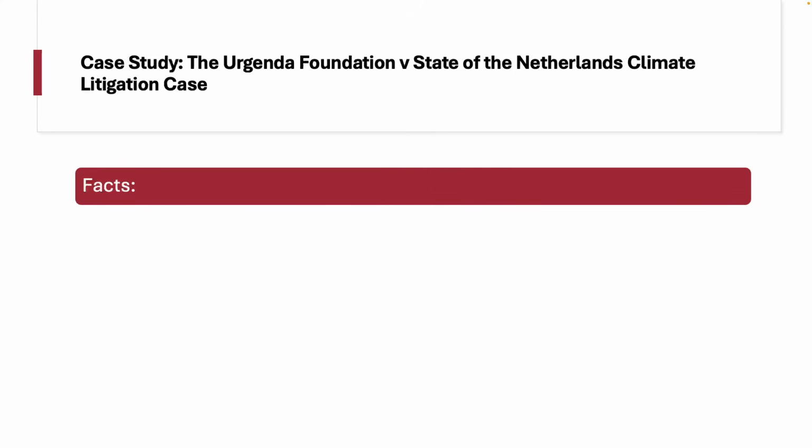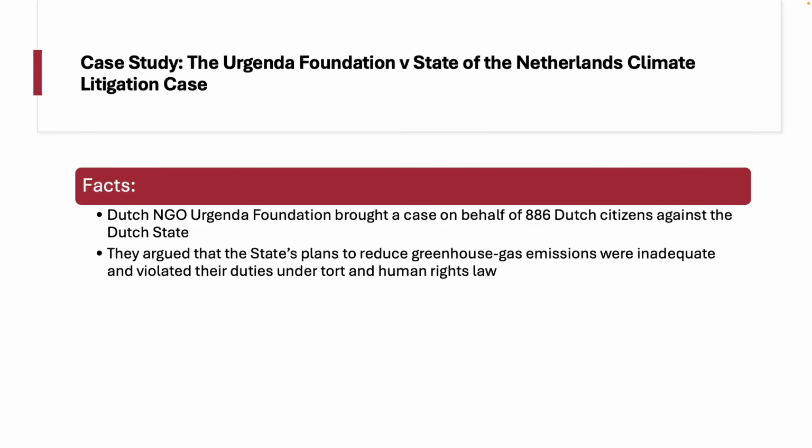The facts of this case are not that important, but we will go through them anyway, because they're a little bit important. Okay, so in 2013, a Dutch non-governmental organisation called Urgenda Foundation brought a case on behalf of 886 Dutch citizens against the state of the Netherlands, the Dutch state, arguing that the state's plans to reduce greenhouse gas emissions were inadequate, and that their plans, because they were so inadequate in terms of their CO2 emissions targets, actually violated the legal duties under human rights law and also the law of torts. We won't think about the law of torts, we're going to talk about international human rights law. Of course, the Netherlands is a party to the Council of Europe, and by extension, they necessarily are a part of the European Convention on Human Rights.